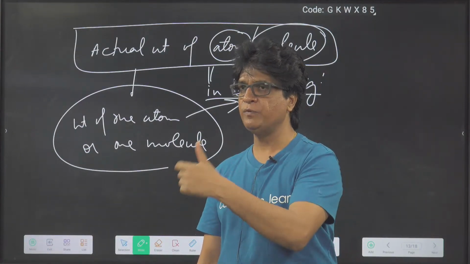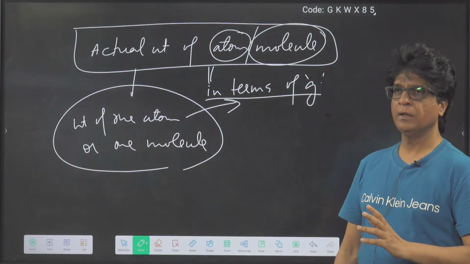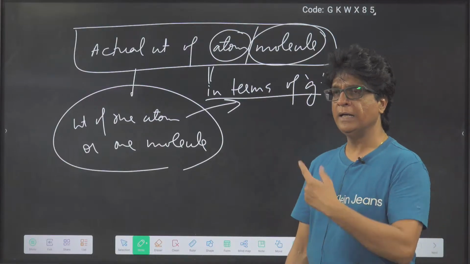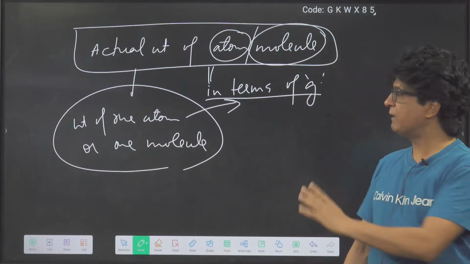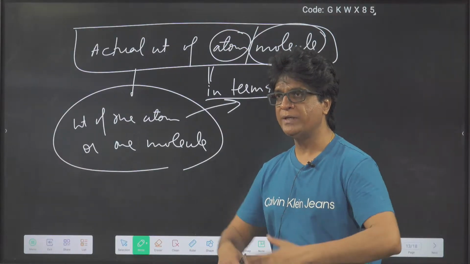Show me thumbs up if you are getting what I'm saying. Actual weight of an atom or a molecule is the weight of one atom or one molecule in terms of gram. Is that clear to you people? Because I'll be asking you a question here, and we will understand how we can go wrong here as well.